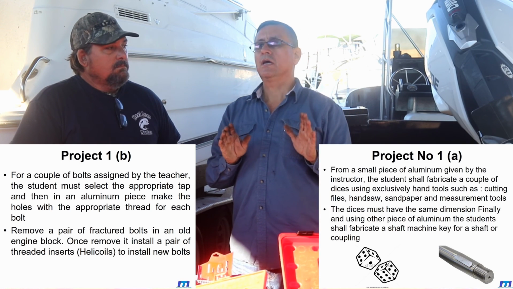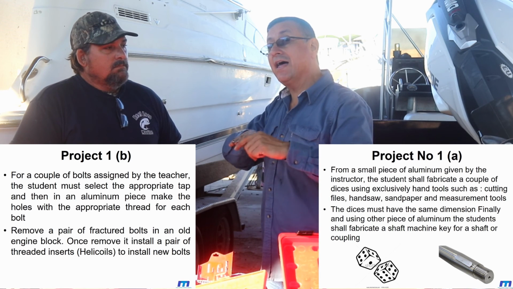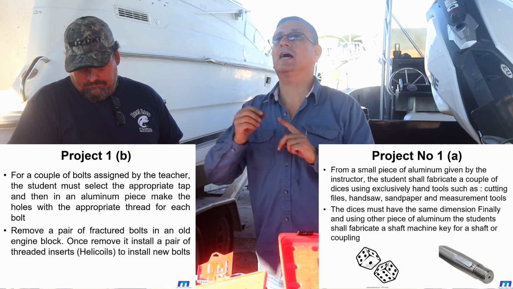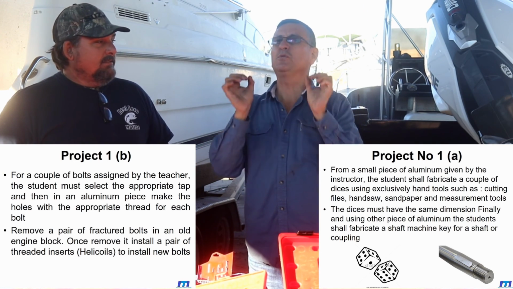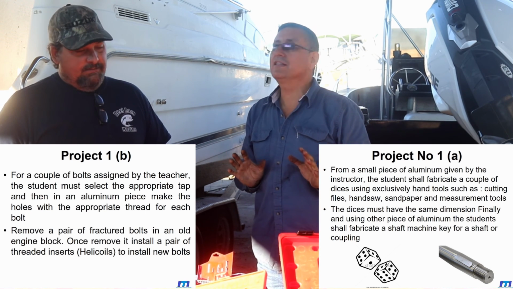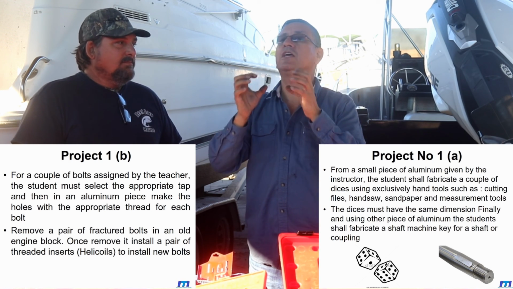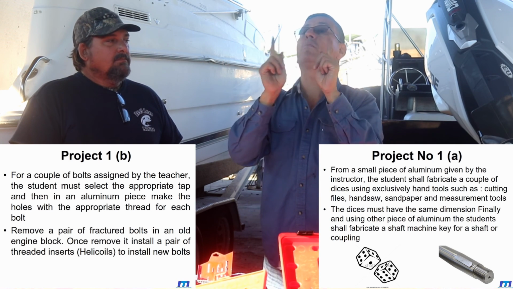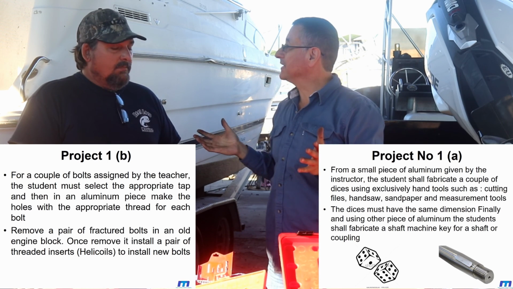And the second project, we are going to supply a piece of aluminum, and you need only with files, only with a hand saw, sandpaper and the caliper, to fabricate a couple of dies like this. It should be perfect, equal. It has to be equal on all sides. All the sides. We are going to verify with the micrometer if the cube is perfect, and the external dimensions of both of them should be exactly the same. This is the second project. It's a nice project. Yeah, it's a fun project.